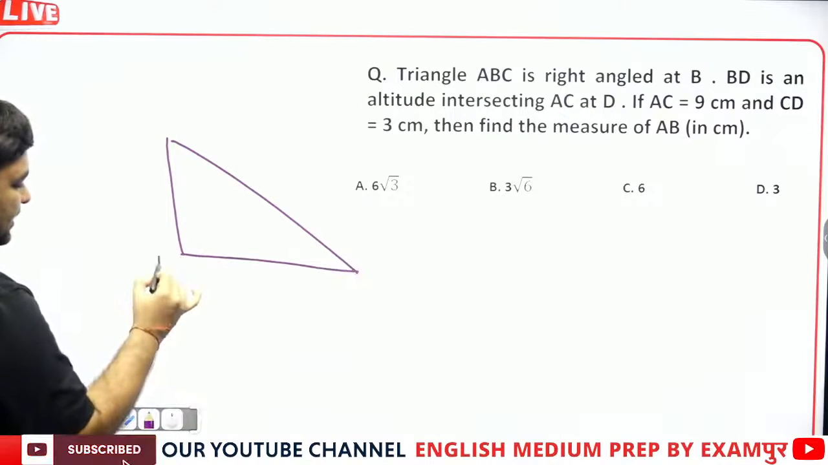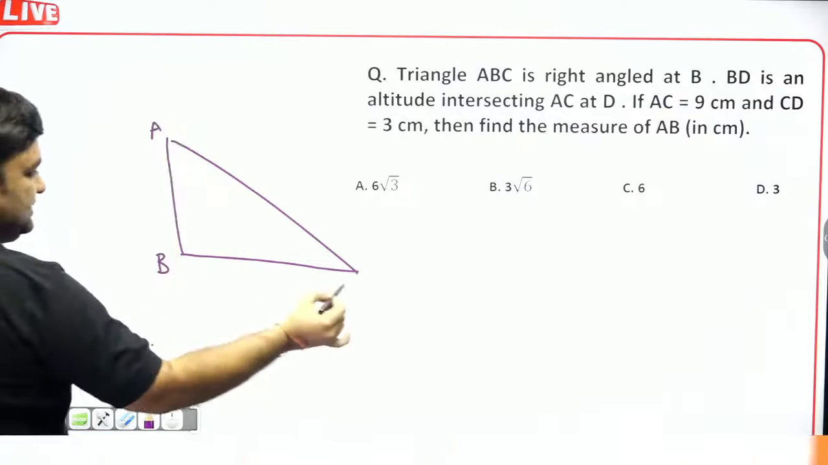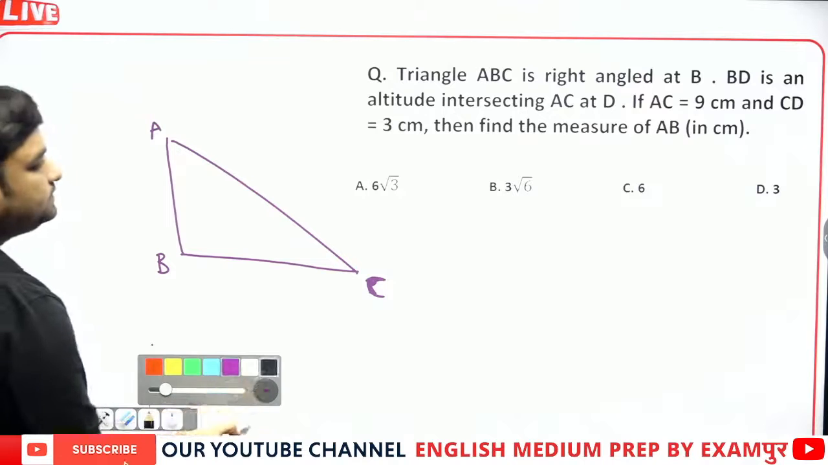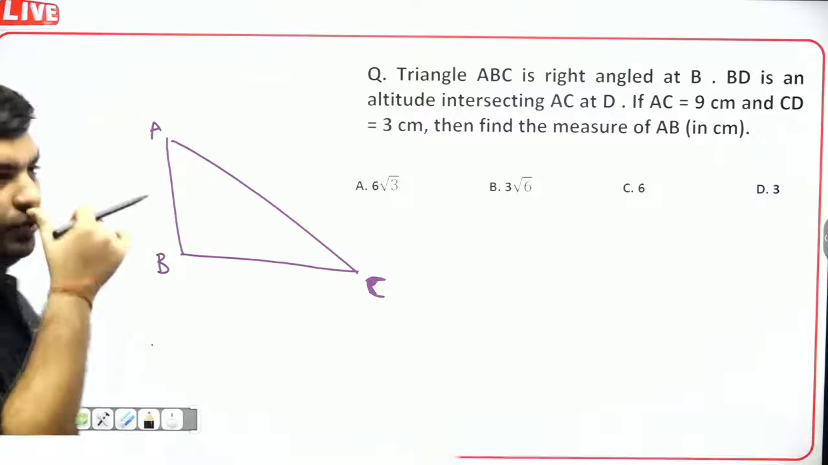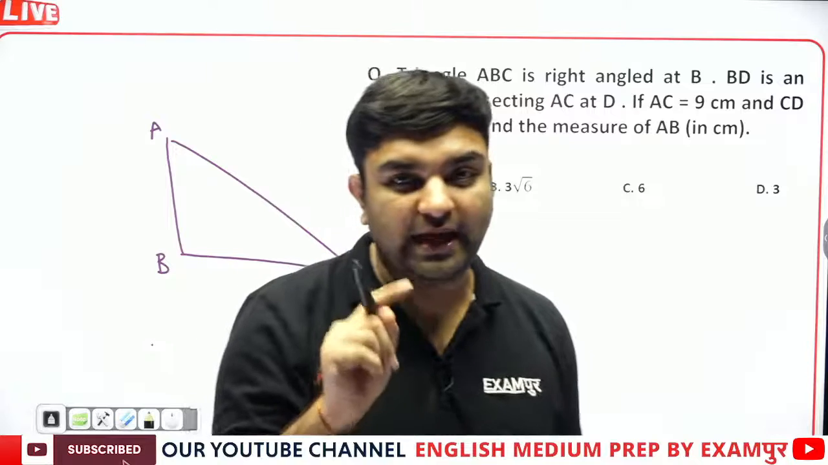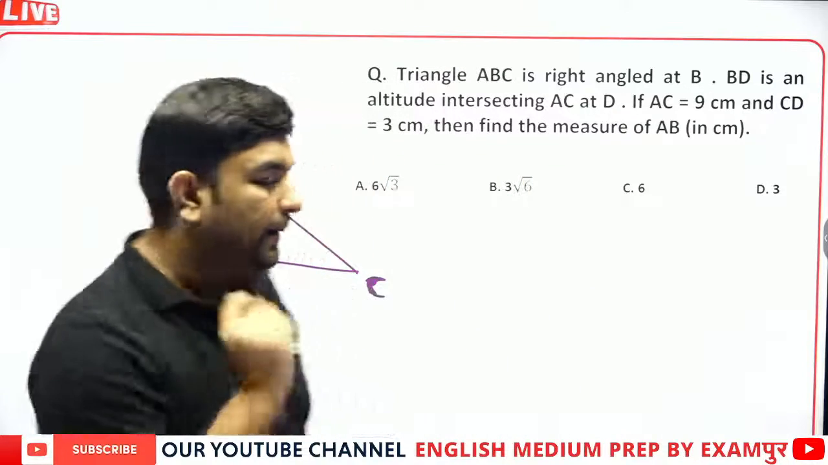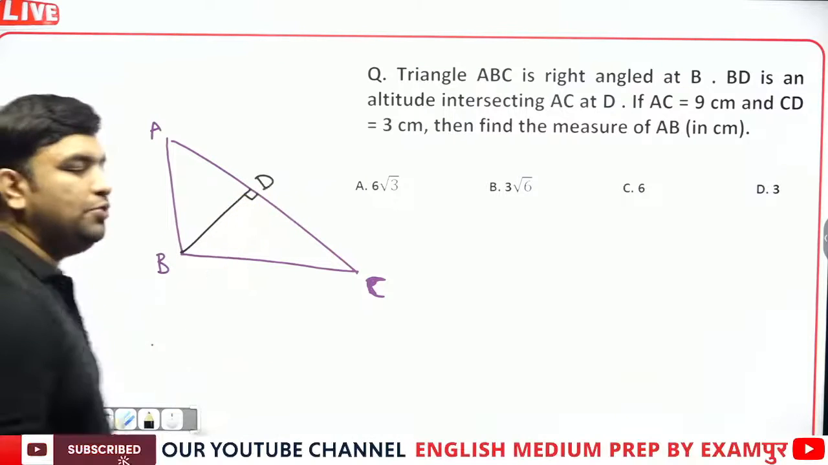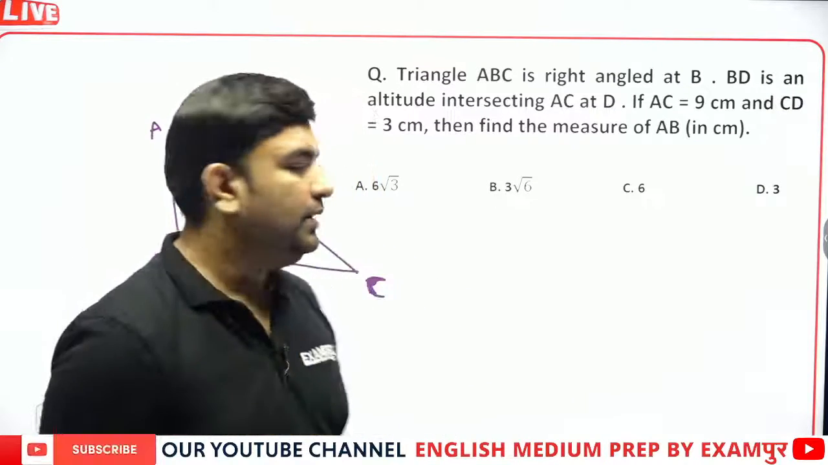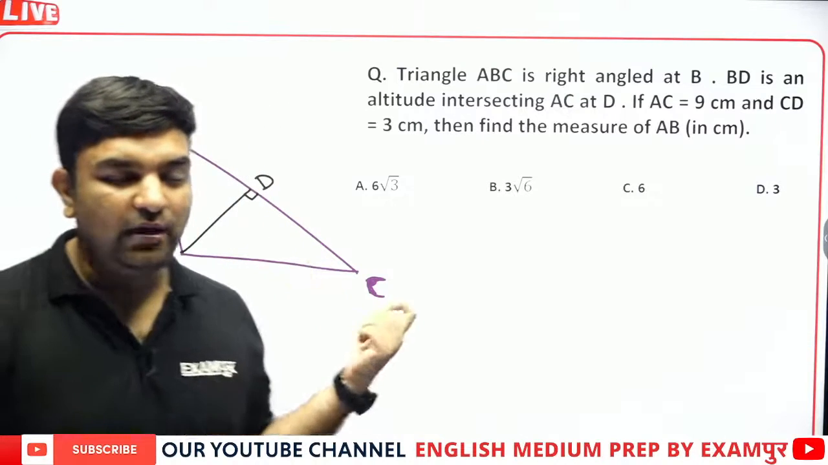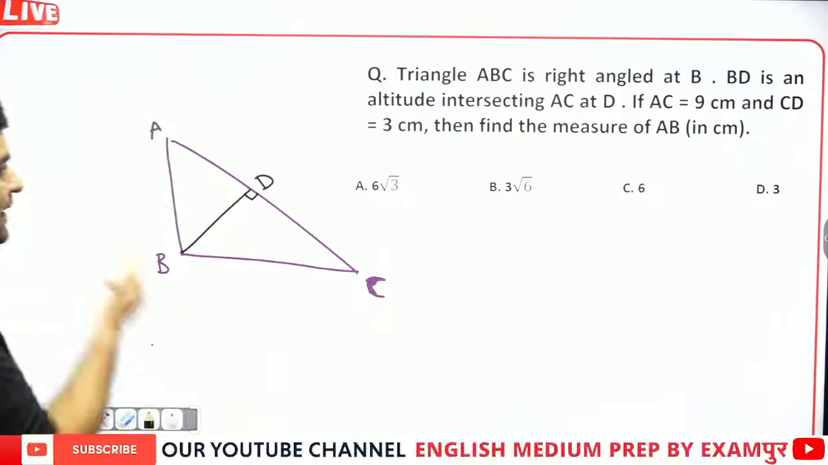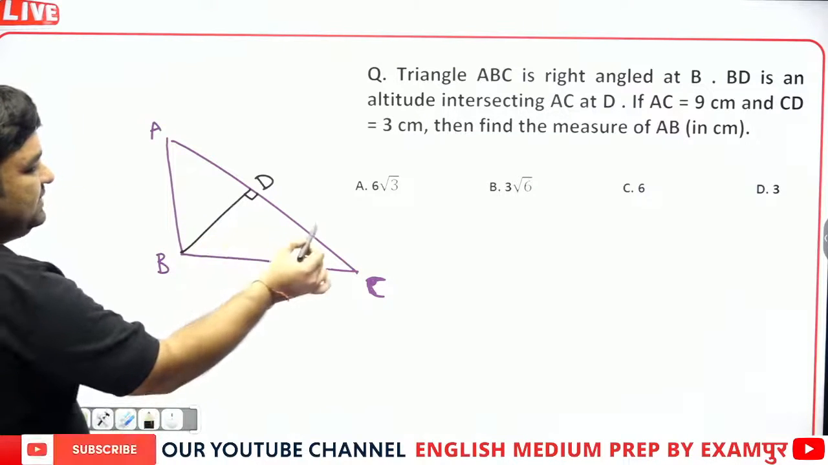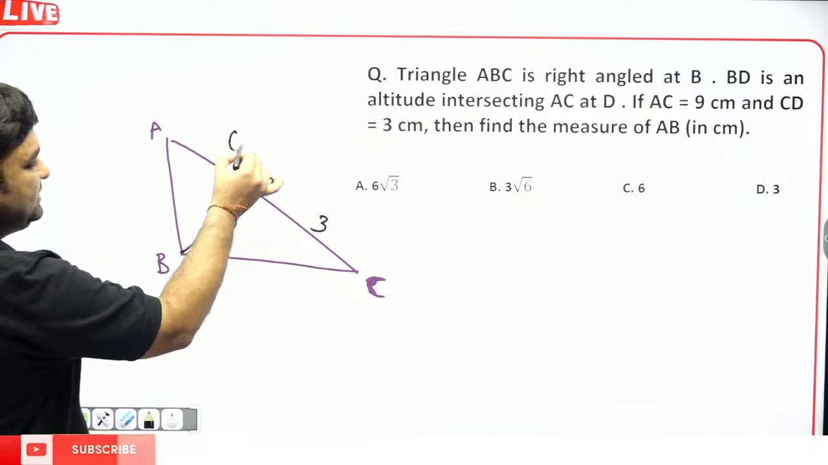ABC is right angled at B. BD is the altitude. Altitude means the side which makes 90 degrees on the opposite side. Today we will read the altitude as well. BD is the altitude intersecting AC at D. AC is given as 9, CD is 3, and total is 9, so this is 6.